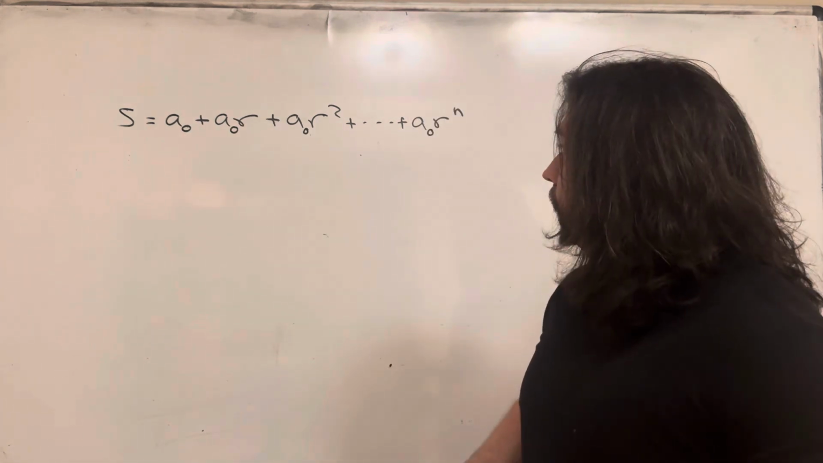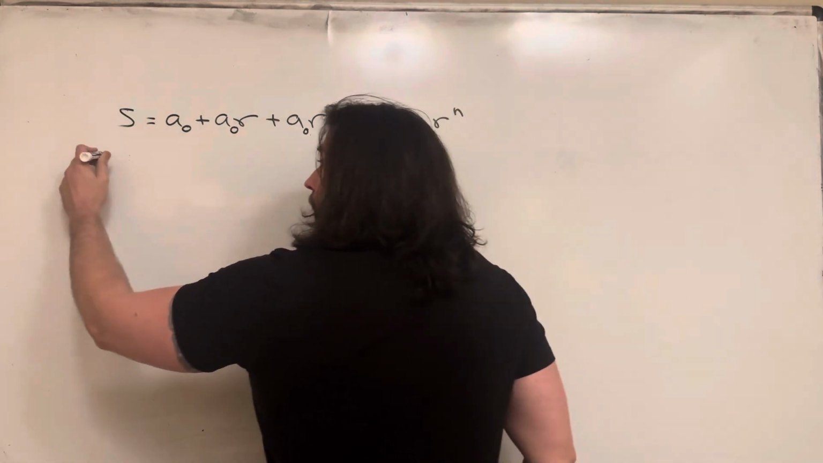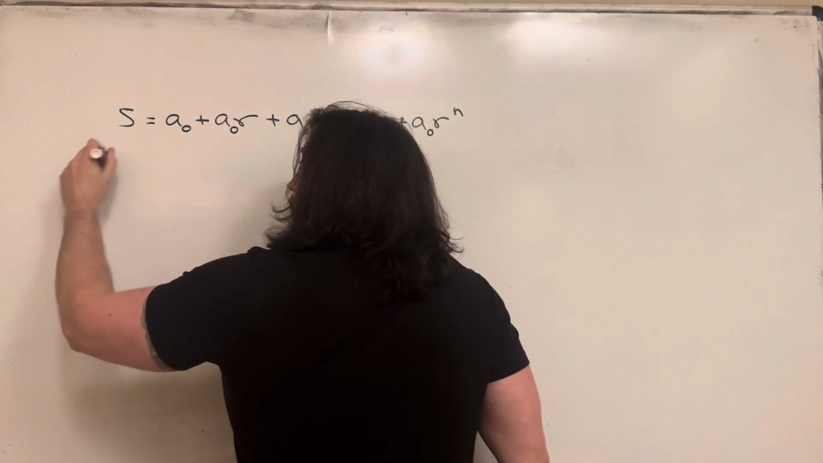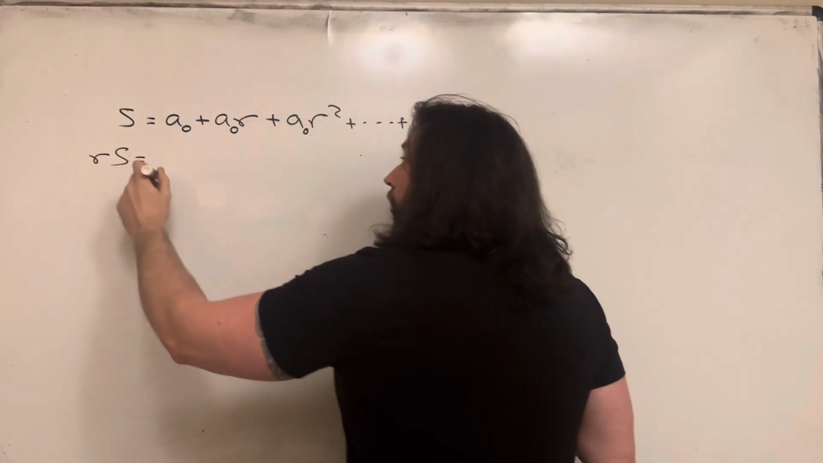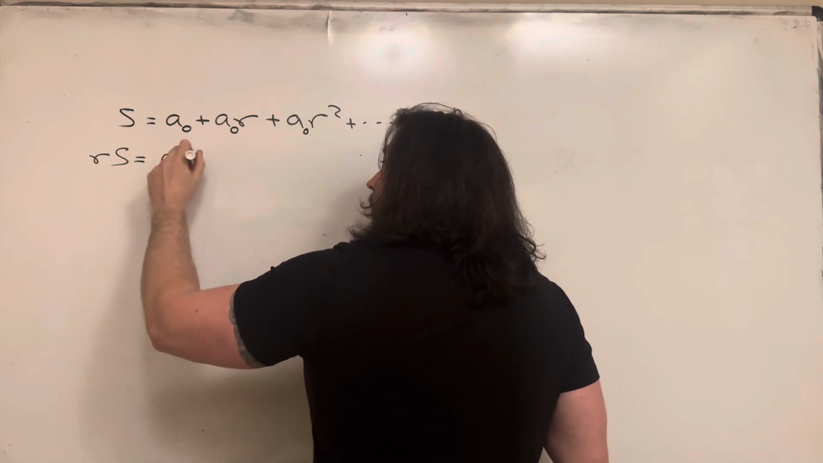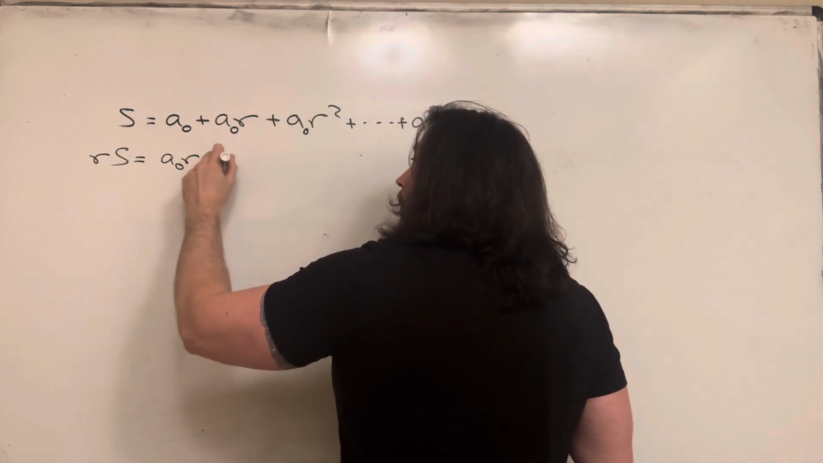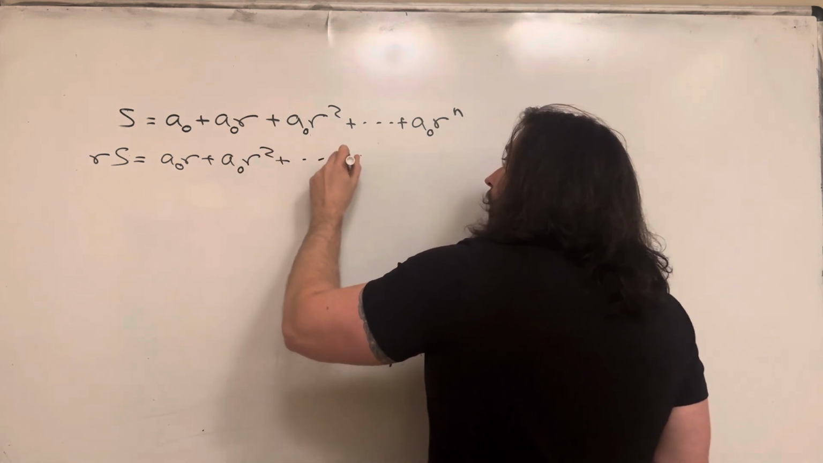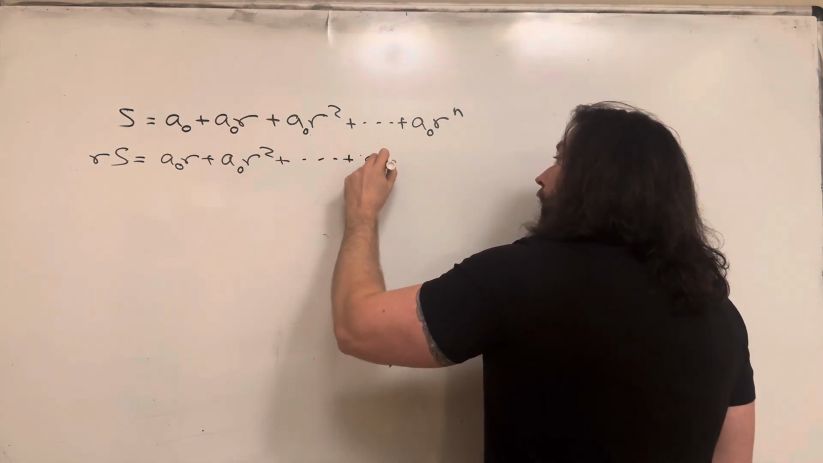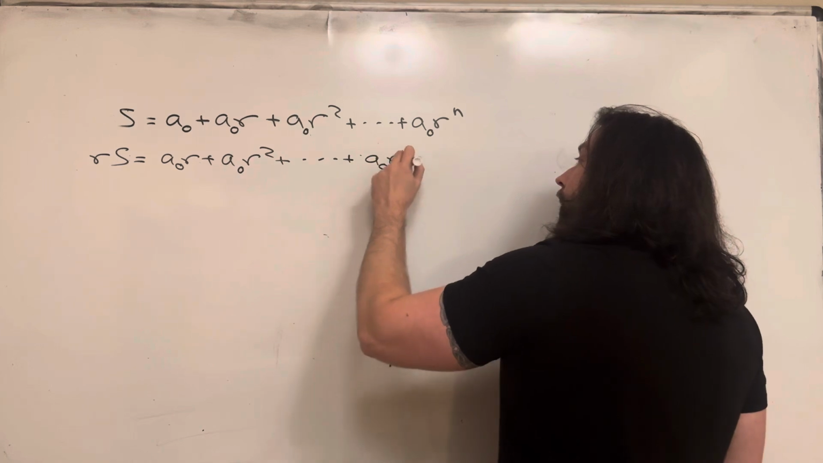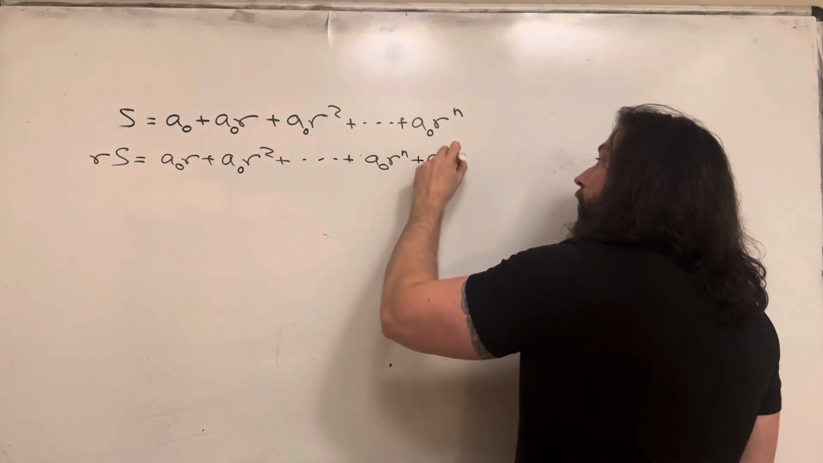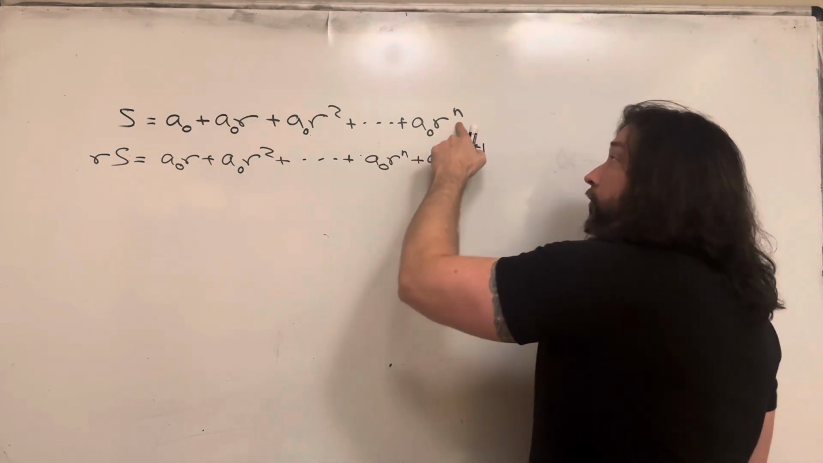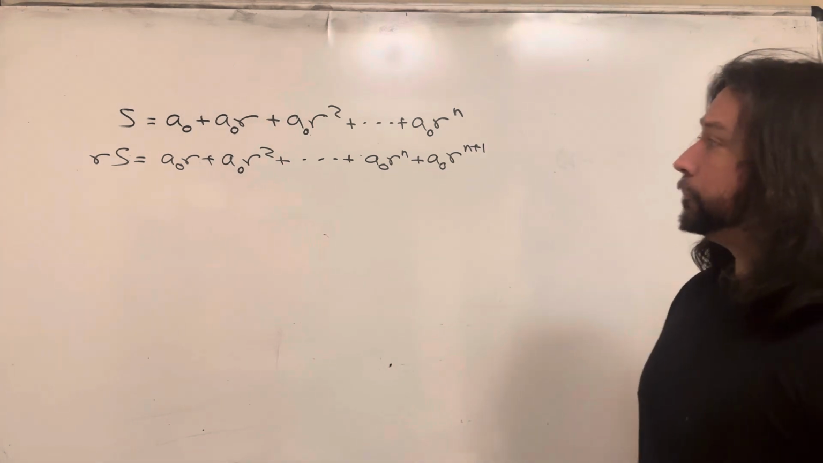And the thing you may notice is that if I multiply this series by r, then I'm just going to get a naught times r plus a naught times r squared, and then all the way up to a naught times r^n plus a naught times r^(n+1) because of this term here.